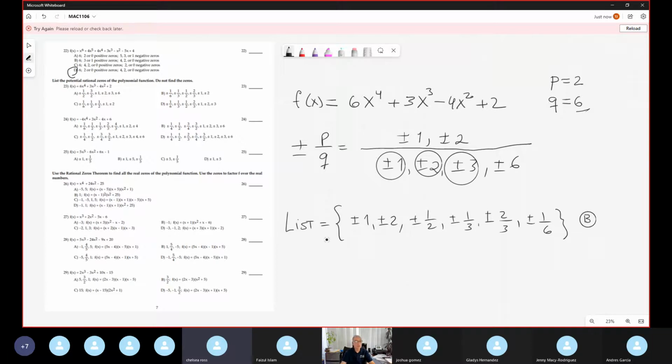Let me check if I did well or not. Plus or minus, not necessarily the same order. Plus or minus 1/6, 1/3, 1/2, 2/3, 1 and 2. How many? 1, 2, 3, 4, 5, 6. 1, 2, 3, 4, 5, 6. Okay. Option B. Thank you, sir.